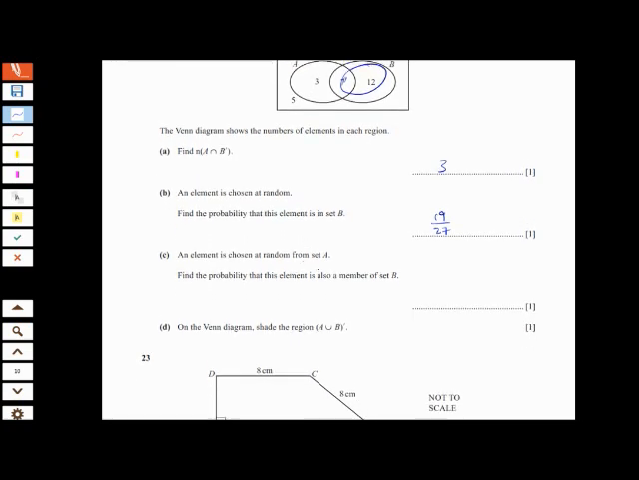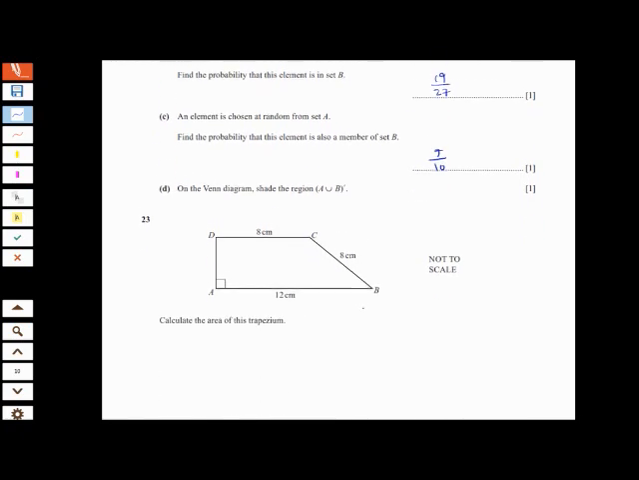An element is chosen at random from set A. From now, it's only set A, not set B, which is 3 and 7. These are the numbers we have. Find the probability that this element is also a member of set B. So basically, the total number in set A is 10, and the total number of elements in both set B and set A is 7. So 7 over 10. That's the probability of this.